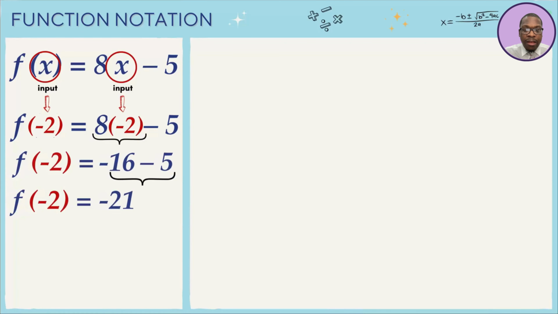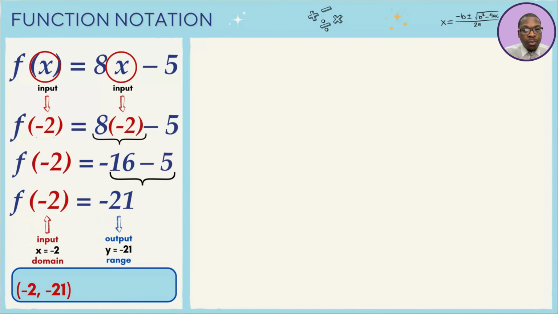So we can see f of negative 2 equals negative 21, where it essentially says every time you see negative 2 for your x, replace it with every x in the problem. So negative 2 was our input, our x value, our domain. Negative 21 was our output, our y value, which is our range. So if you input negative 2 for every x, you should get out negative 21 for your y value. And that gives us a coordinate of (-2, -21) for our x value and our y value. And it essentially means this.